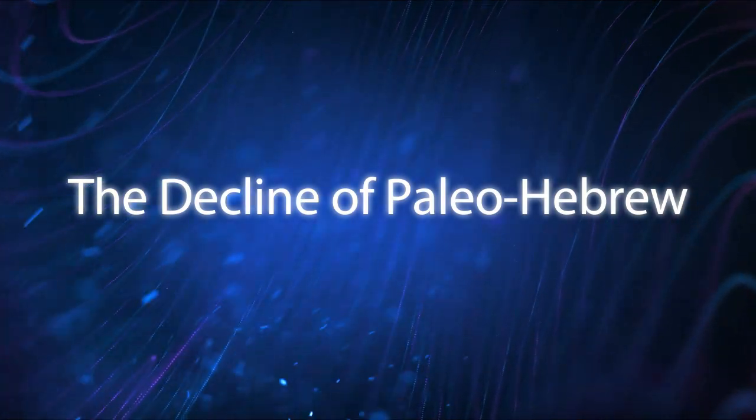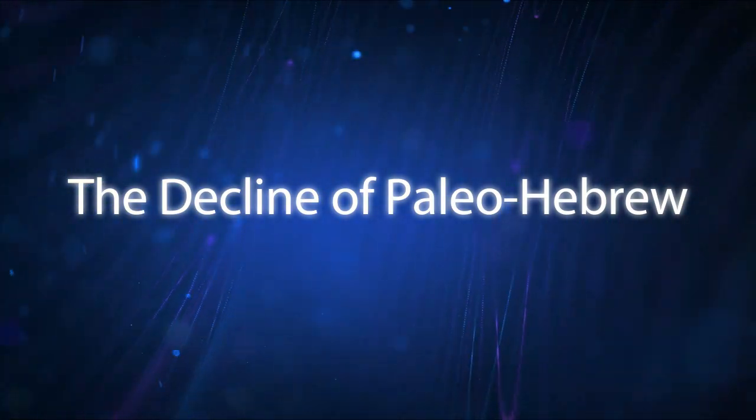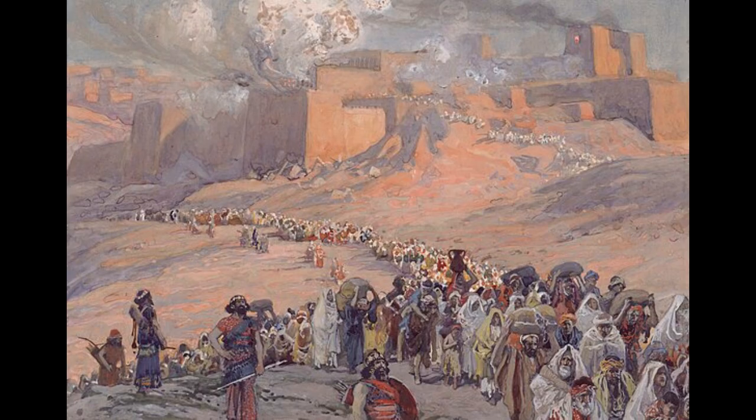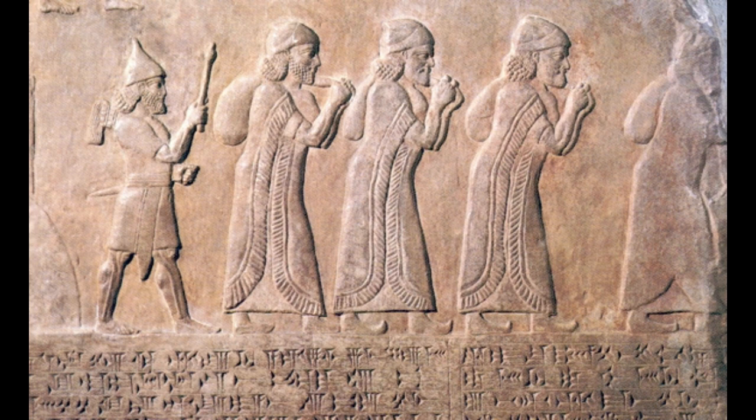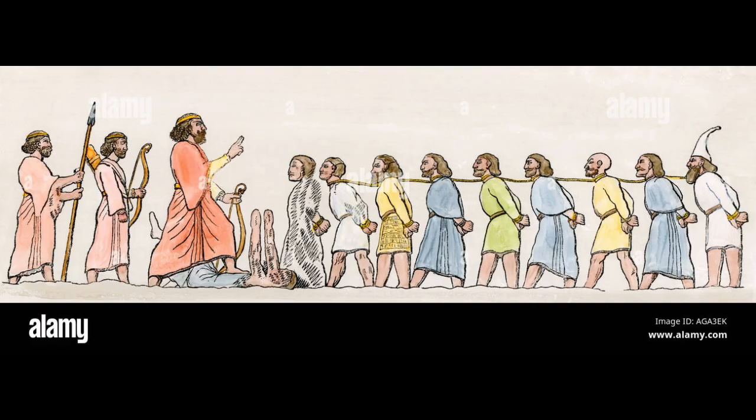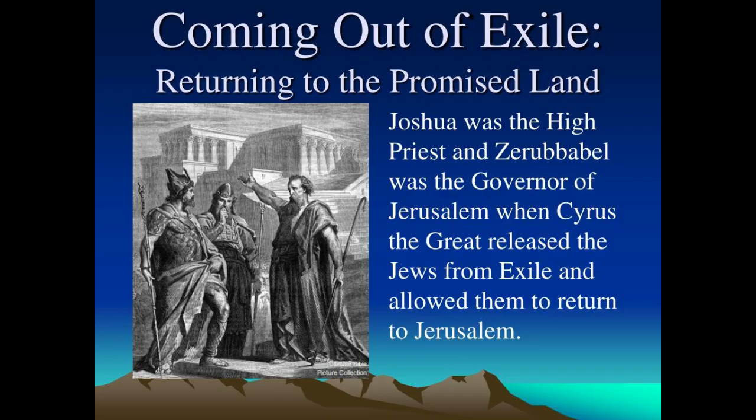The decline of Paleo-Hebrew. After the Babylonian exile in the 6th century BCE, the Israelites experienced a profound cultural and linguistic transformation. During their exile and subsequent return to the land of Judah under Persian rule, Aramaic emerged as the dominant language of administration and daily life across the Near East.